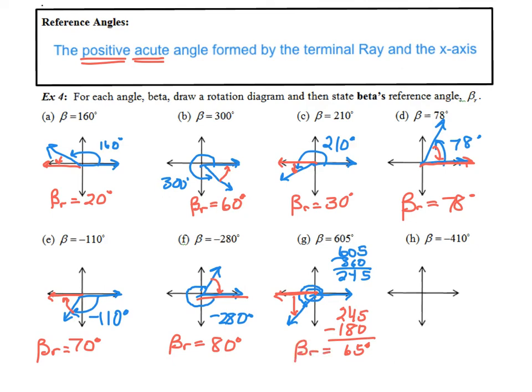For the last one, let's do negative 410. There we go. There's our initial side. Go around for a negative 360. Notice that I went clockwise. And I'm going to end right about here, another 50 degrees in. So how far is that from the closest x-axis angle? I'm just going to say 410 minus 360. Notice that I didn't use the negative 410. I just used the fact that I've gone 410 degrees. When I subtract that, that gives me 50 degrees. So my reference angle there, 50 degrees.